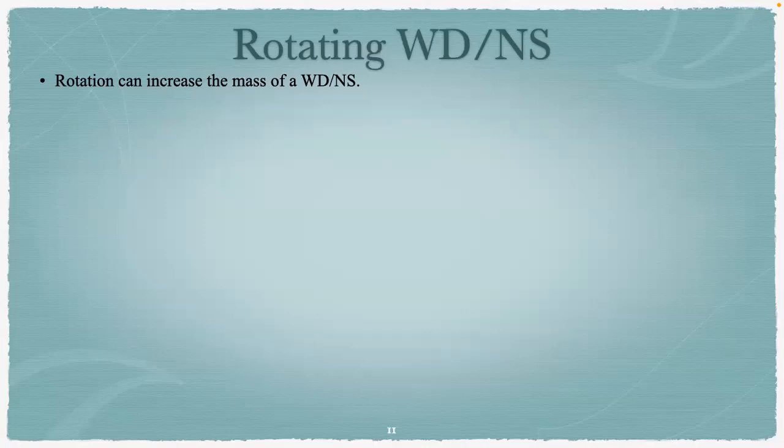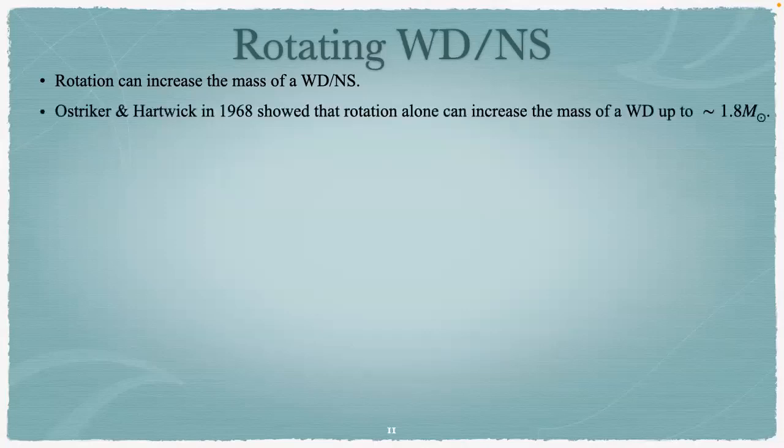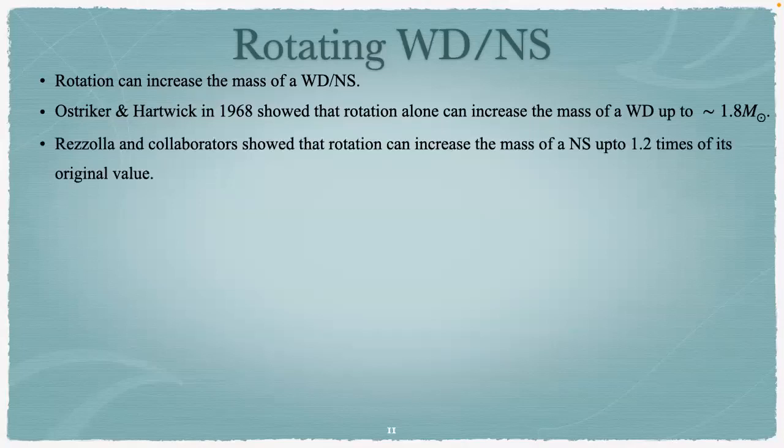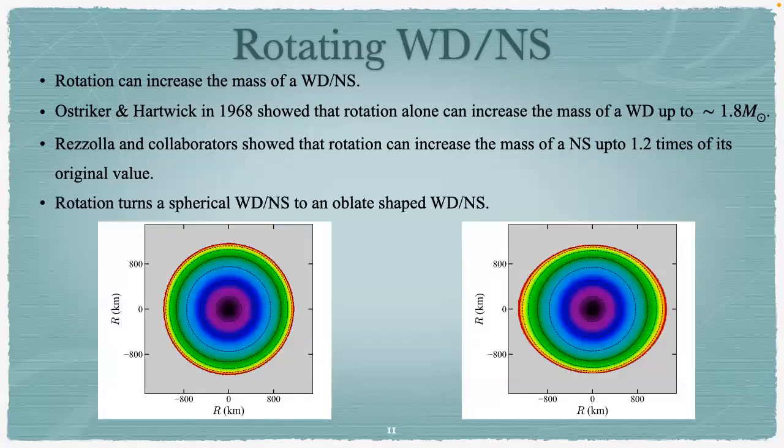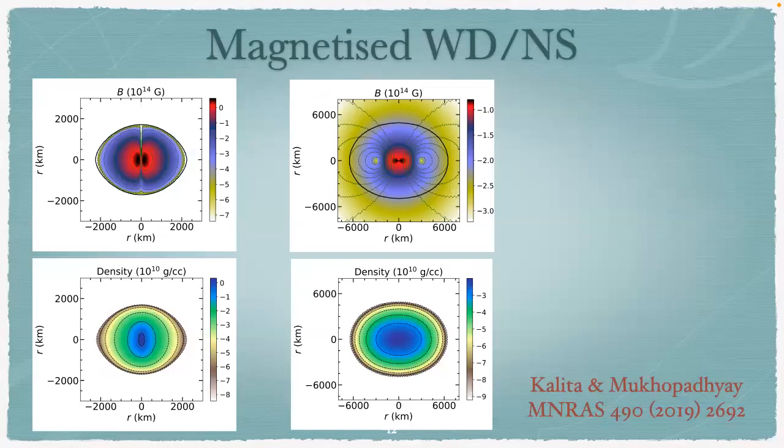One is the effect of rotation on white dwarfs and neutron stars. Rotation can increase the mass of a white dwarf and neutron star. In 1968, Ostriker and Hartwick showed white dwarf mass can go up to 1.8 solar mass. Similarly, a German group has shown that neutron star mass can also increase up to 1.2 times its original value in the presence of rotation. Rotation can also change the shape of the star. If it's spherical, because of the centrifugal force you eventually get an oblate shape. Similarly, depending on the magnetic field configuration, you get different shapes of the star.